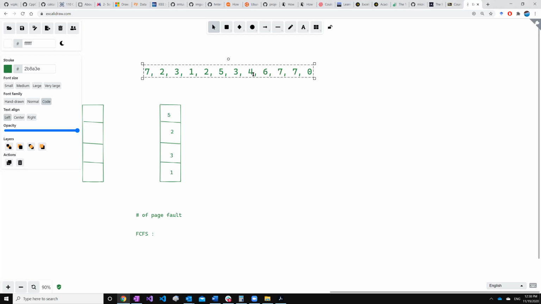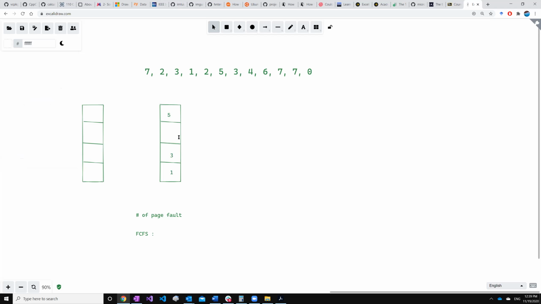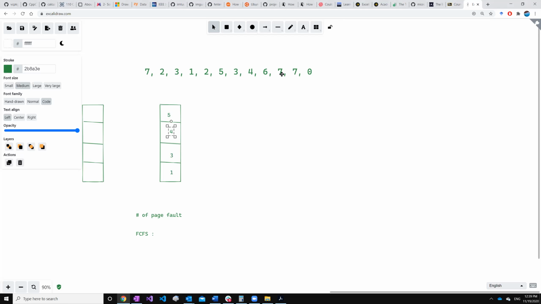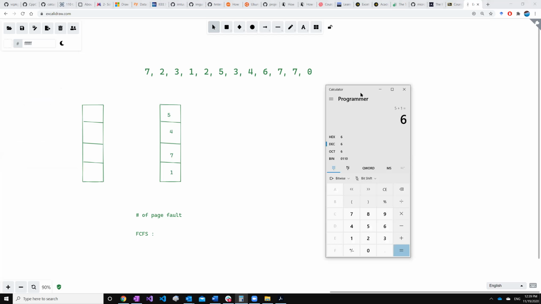Okay. Next value, it will be 4. So what do we do about 4? Well, I'm going to replace the 2 with 4, so that will cause a page fault. So I'm going to increase the page fault count by 1. Okay. And then the next one, what is that? It will be 7. So what do we do about 7? For 7, I'm going to replace 3 with 7. And then take a look, for the 7, that will trigger a page fault.